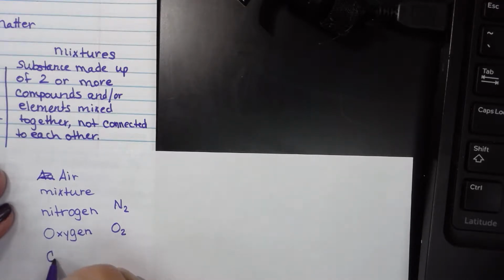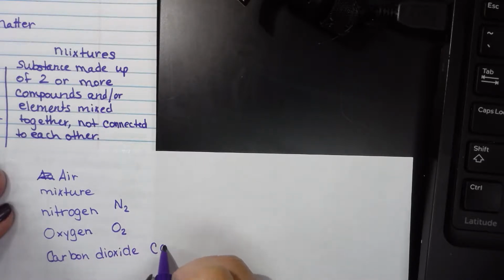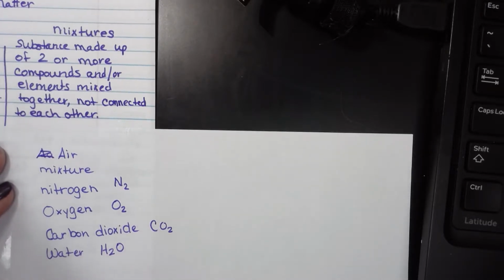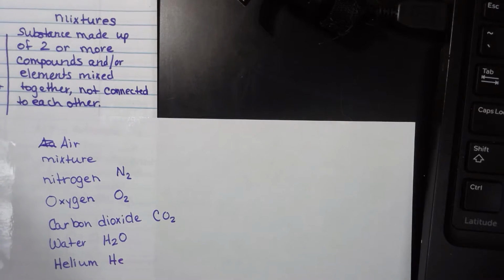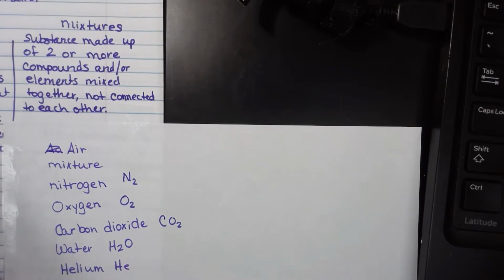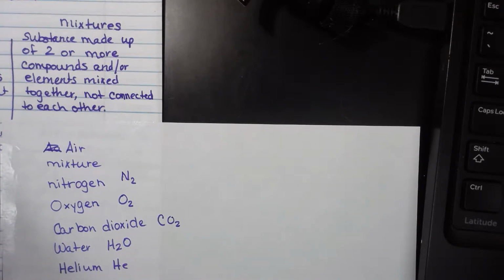We exhale carbon dioxide, which is CO2. There's a little bit of water vapor in there, which is H2O. And there's actually some other trace elements, things like helium, and I'm just going to stop there because this is quite a lot of stuff to go into one mixture that we're going to try to draw.